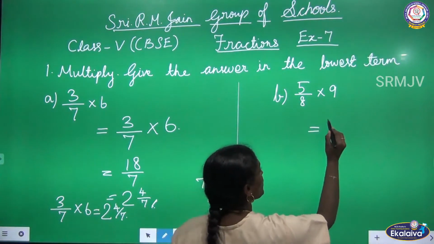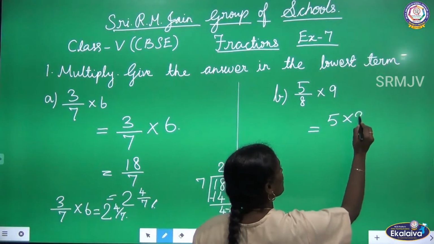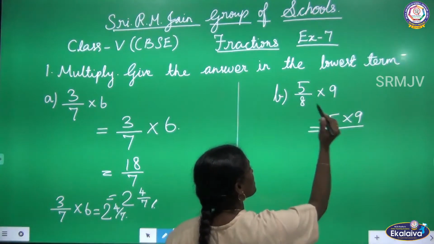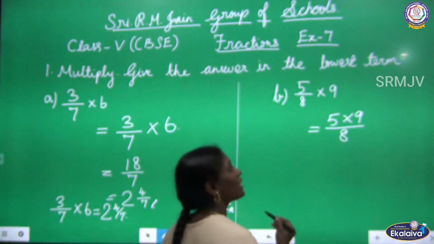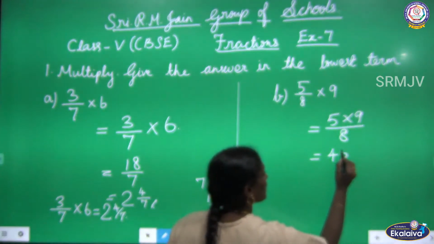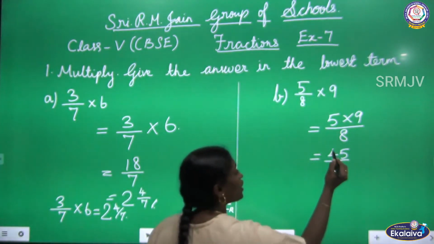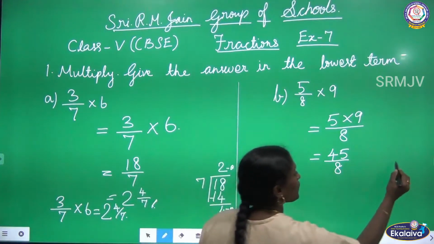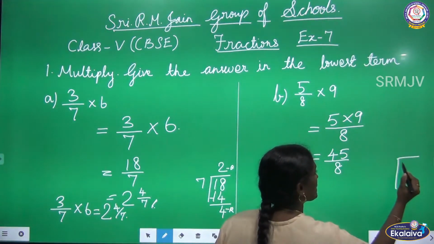So what we have to do? We have to multiply the numerator and the whole number part. Then we have to write the same denominator. Okay, 9 fives are 45 divided by 8. 45 by 8 is an improper fraction. So we have to convert it into a mixed fraction.